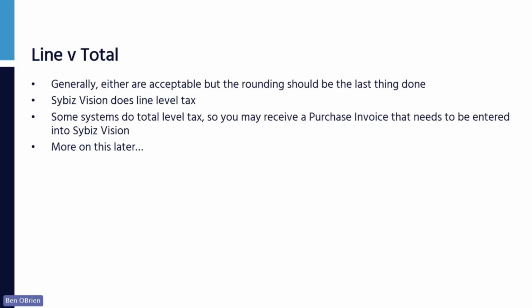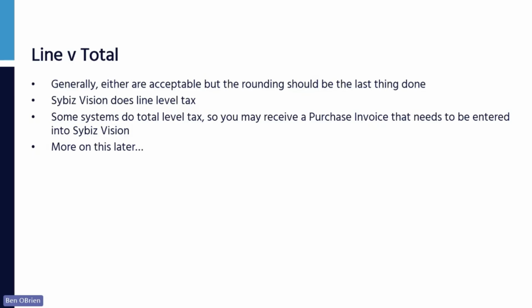The other thing that creates a little bit of confusion from time to time is whether tax is attributed at the line level or the total level. And essentially both methods are acceptable. It is quite funny. Sometimes people will say, "Oh, you're doing it wrong because it's line level," and I've got this document from a supplier that has it at total level. Therefore, Sybiz Vision is doing it wrong. That is not the case.